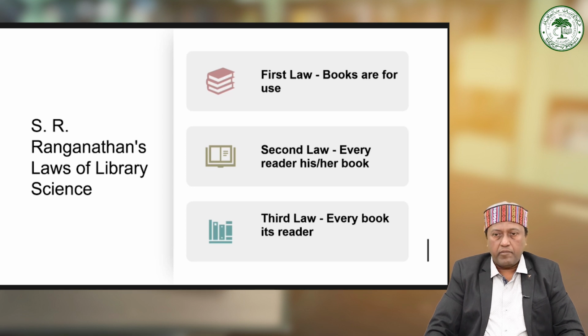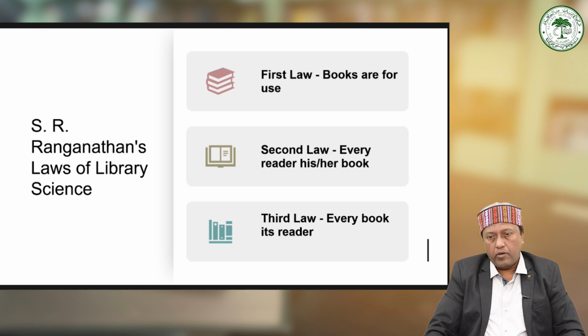The second law, every reader his or her book. Ranganathan's second law emphasizes the importance of catering to the informational needs of all the users of the library, regardless of their background, interests, or preferences. Librarians must select documents that cover a diverse range of subjects, languages, and styles of exposition to accommodate the varied requirements of users. This principle underscores the need for inclusivity and accessibility of library collections, ensuring that every user can find materials that meet their specific informational needs and preferences.